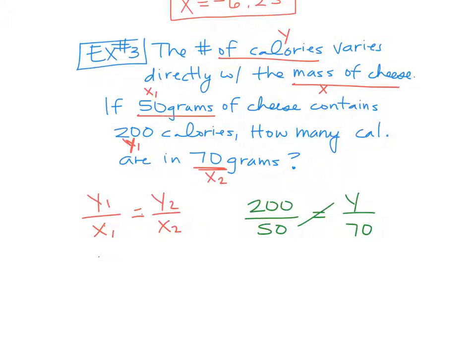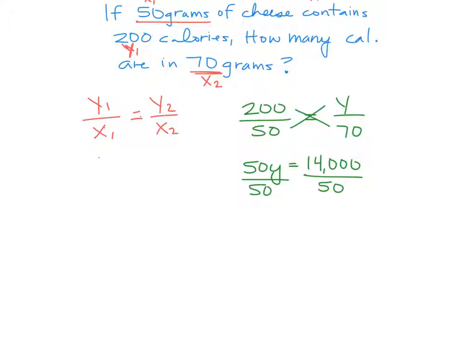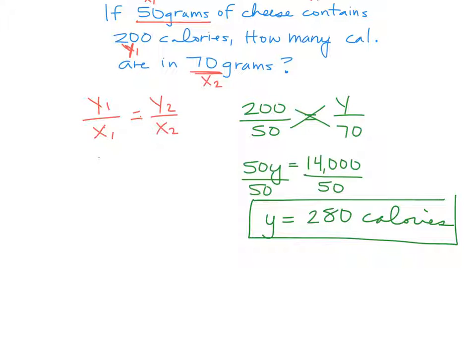Then cross multiply it. So 50y equals 14,000. Divide by 50. Kind of looks like the word soy instead of 50, huh? Sorry. So y comes out to 280. And we were talking calories. Make sure you label it so you know what we're talking about, right? 280 calories is a lot different than 280 grams of cheese. So just make sure you label.